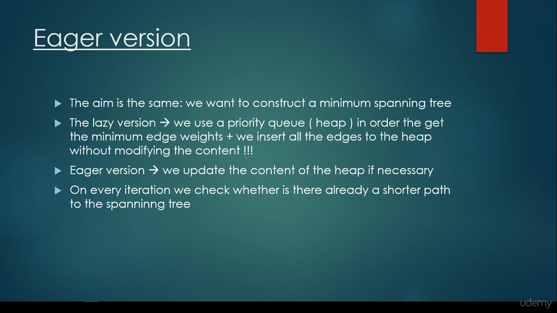What about the eager version? We do update the content of the heap if necessary. On every iteration we have to check whether it is necessary to change the content of the heap, because there may be several cases when there is already a shorter path to the spanning tree, and that's why we have to update the content of the priority queue accordingly.